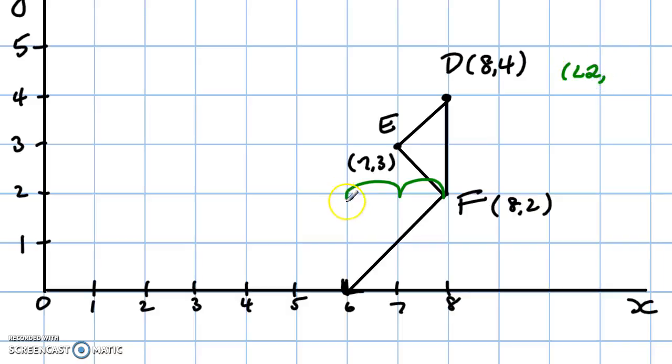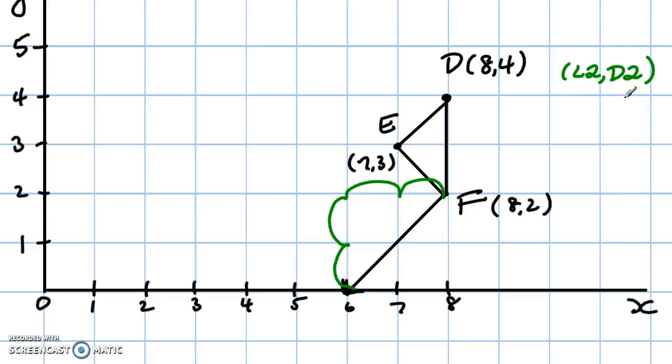The rest of it is pretty easy. How do you get from here to here? Well, you're going down 1, 2. So the translation rule is L2, D2, which means you're going to move points D, E, F to the left by 2 and down by 2.